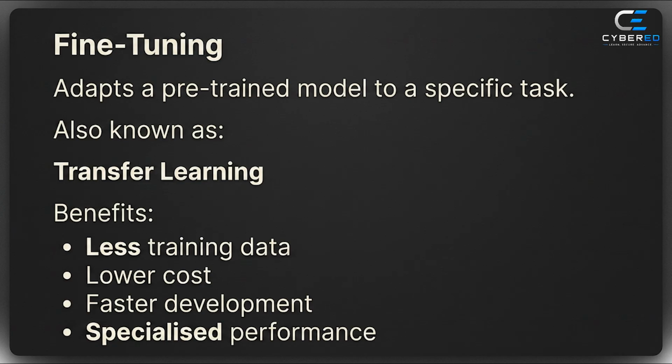Fine-tuning takes an existing pre-trained model and trains it further using specialized data. Instead of building an entire model from scratch, we start with something that already understands general patterns. For example, a general email model could be fine-tuned using an organization's own phishing emails. This is a form of transfer learning.